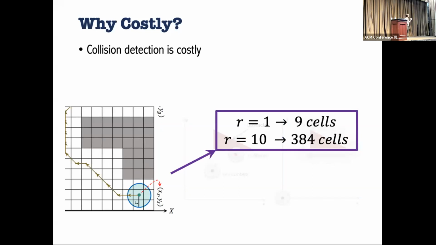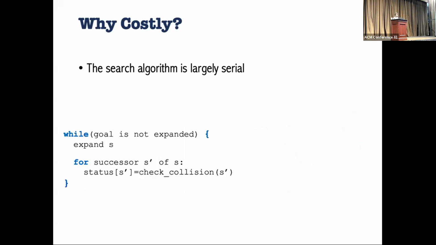For example, in the same simple example, when the radius of the robot is 1 resolution unit, we have to check 9 cells at every collision detection operation. But when the radius of the robot is 10 times the resolution unit, which is not at all an unreasonable case, we have to check around 400 cells at every collision detection, which is so costly.